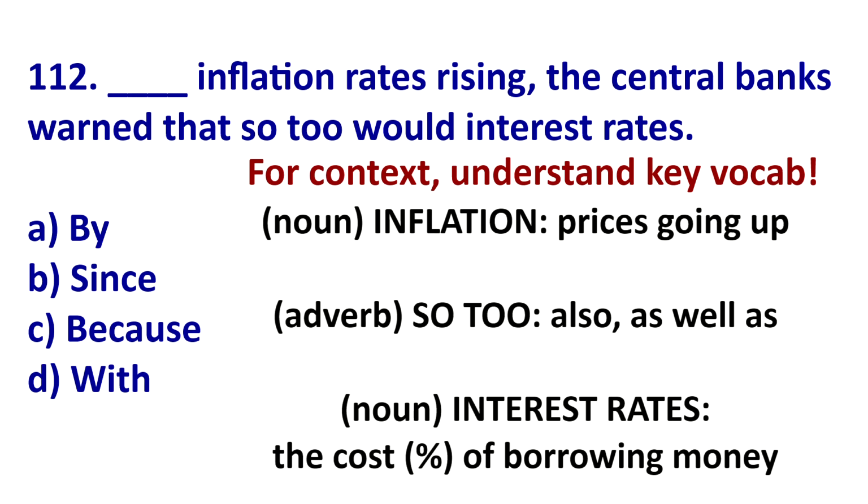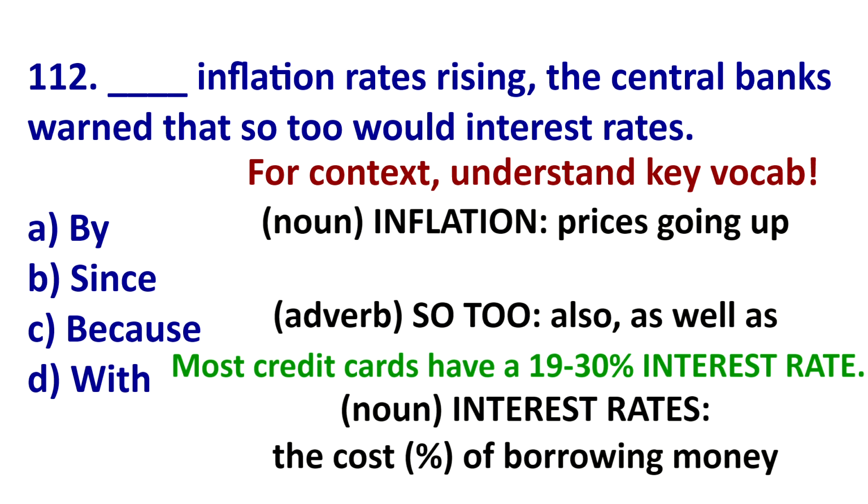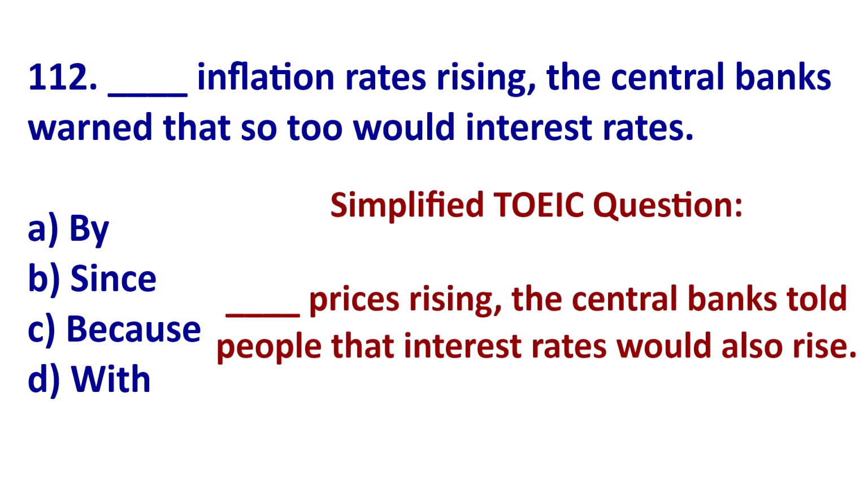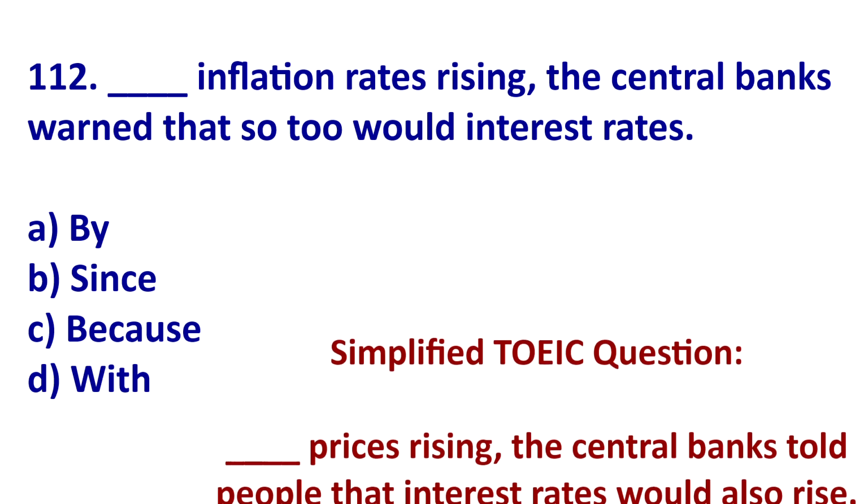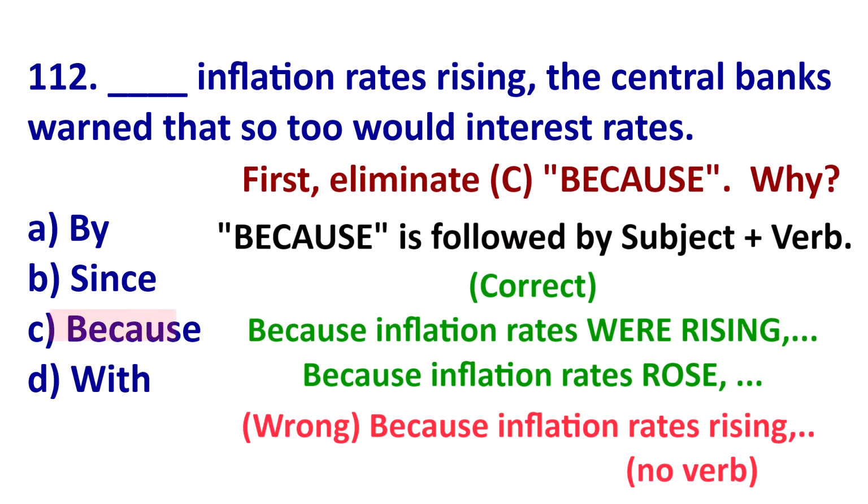And finally, interest rates. Interest rates are the cost to borrow money. So most credit cards have a 19 to 30% interest rate. Pretty high. Okay, so now we can understand the idea. We can say blank prices rising. The central banks told people that interest rates will also rise. Okay, so first we can use grammar now.